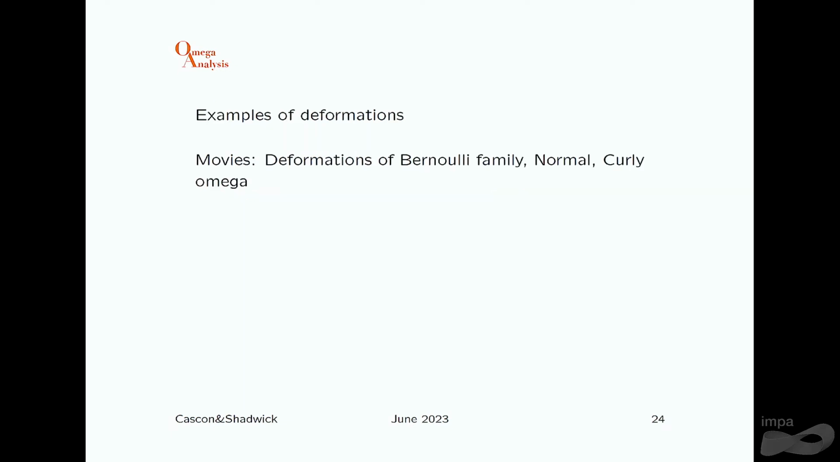But I want to look at some examples of these deformations through some animations that show how rapidly they converge to the CSS, in the case of omega functions and their induced distributions.